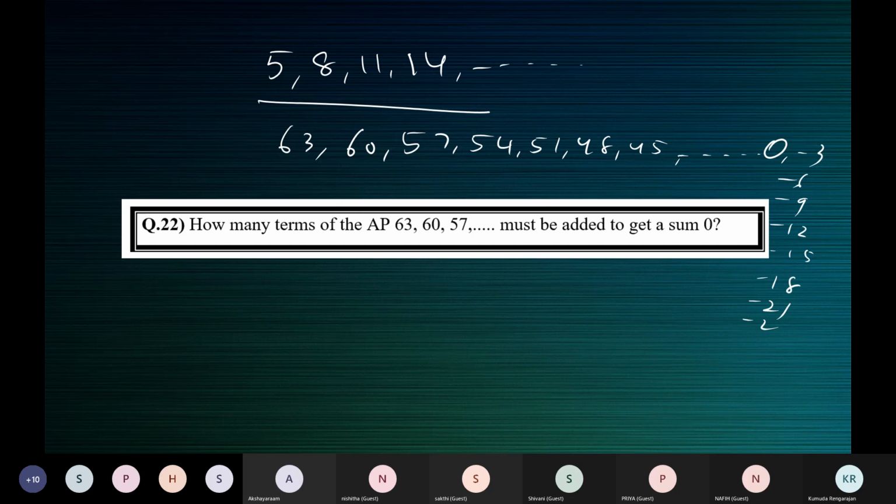Now the question is, how many terms should be added? Is it the sum of the first 10 terms which is 0? Is it the sum of the first 15 terms which is 0? Is it the sum of the first 20 terms which is 0? The sum of the first how many terms is 0 is what you have to find.